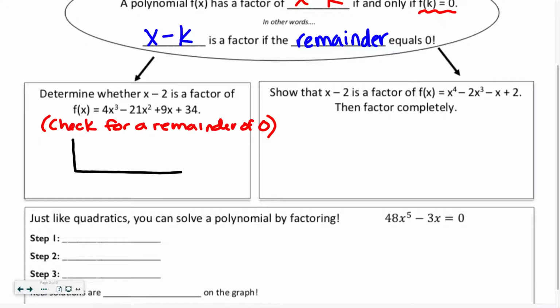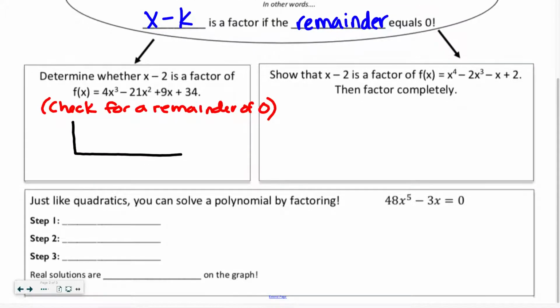So I'm going to set up my synthetic. If we're dividing by the linear factor x minus 2, what do I put outside of the synthetic box? The positive 2, right? Set it equal to 0. What's the 0 of that linear factor? It's positive 2. And then I'm going to look over my polynomial. It's a cubic polynomial. It's x cubed. That's the highest exponent. So I have to have an x cubed, x squared, x, and a number term. And I've got all of those, so I can just drop in the coefficients: 4, negative 21, 9, 34. And then we just run through synthetic.